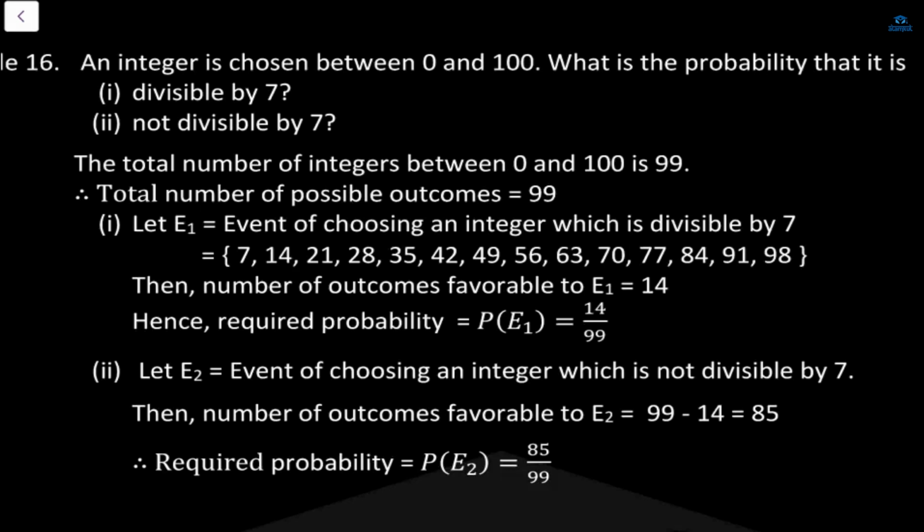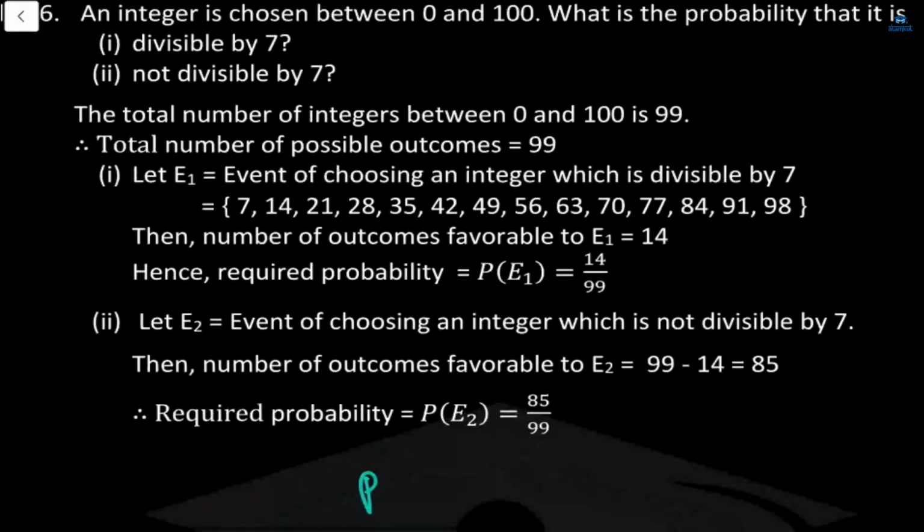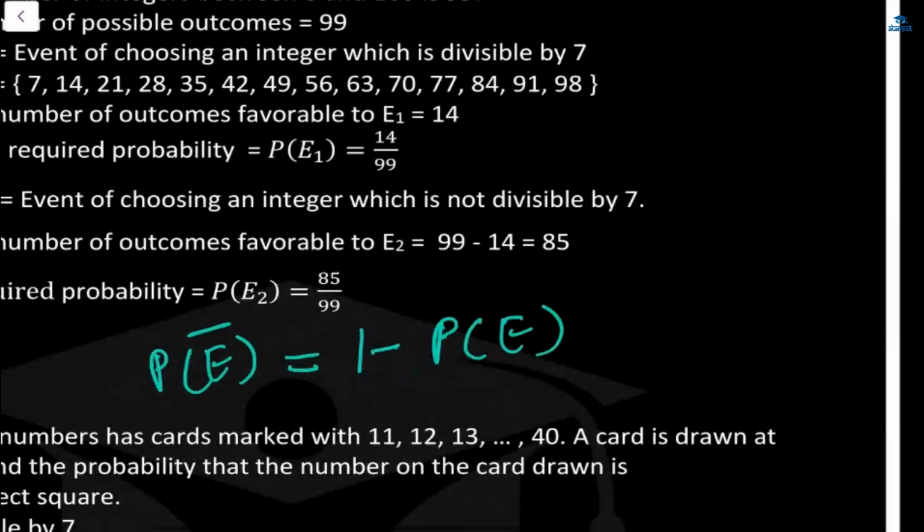Similarly, not divisible by 7. You can do it both ways. 14 numbers are divisible by 7, so you can find 99 minus 14 upon 99. Or you can directly find the probability P E bar, because we are finding not divisible by 7. This event was PE, so we can find P bar as 1 minus PE. So you can write 1 minus 14 upon 99, which will be equal to 85 upon 99.